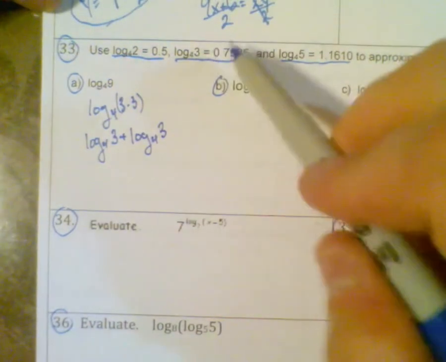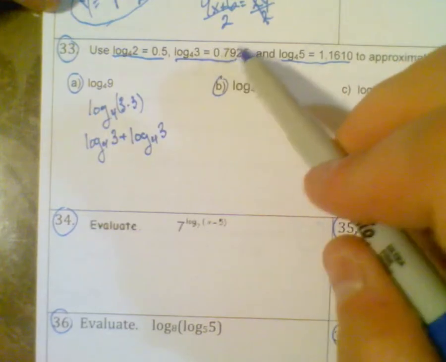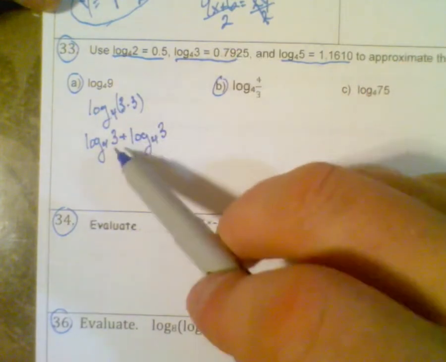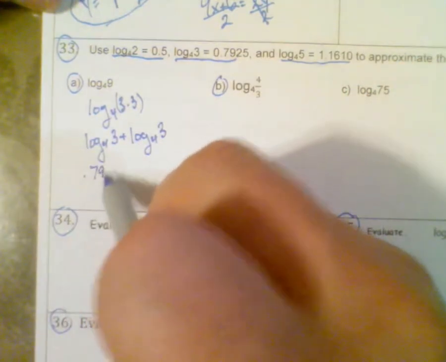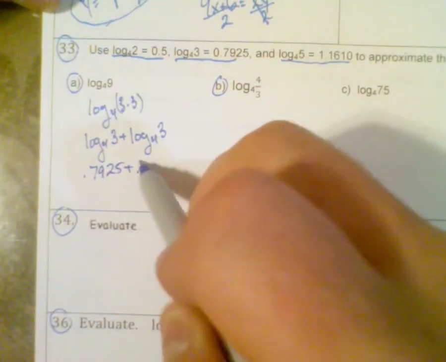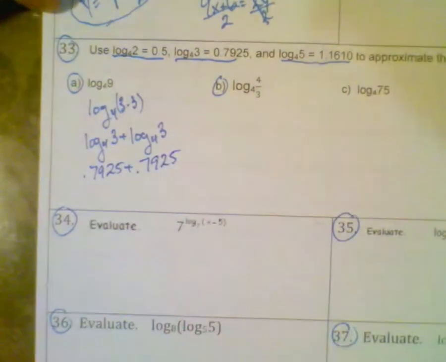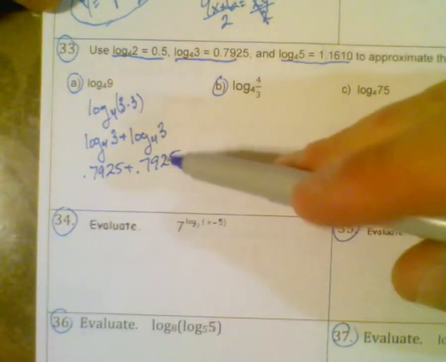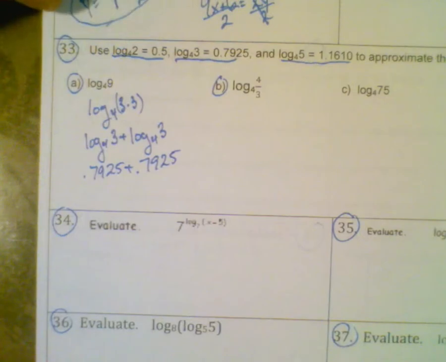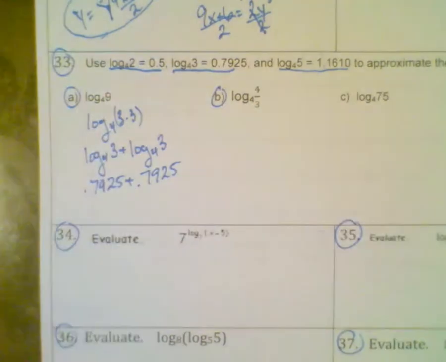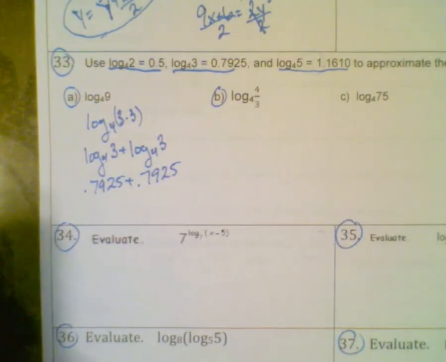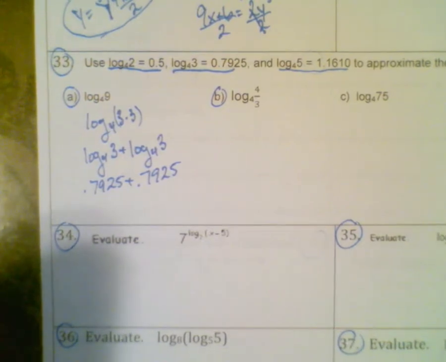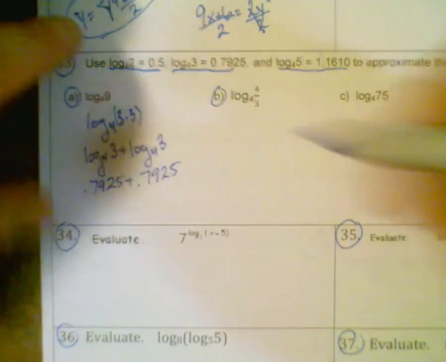So look up here, you have 0.7925 as log base 4 of 3. So you have 0.7925 plus 0.7925, and whatever decimal that gives you, it's almost 1.6, so it's like 1.5850 maybe. I'll double check it. .85 or 585, yep.